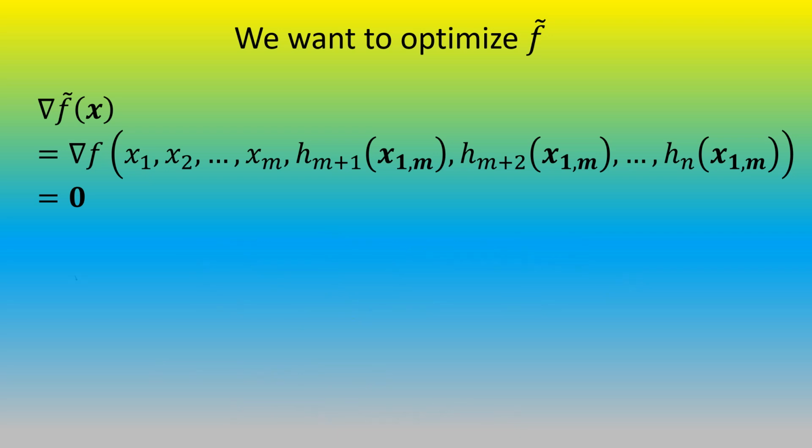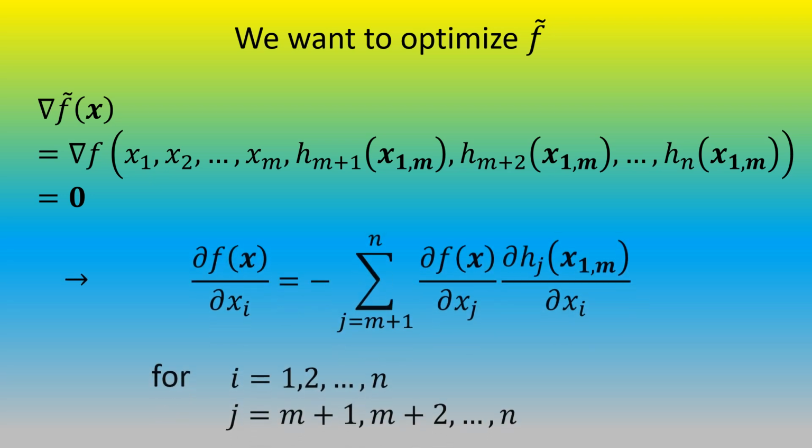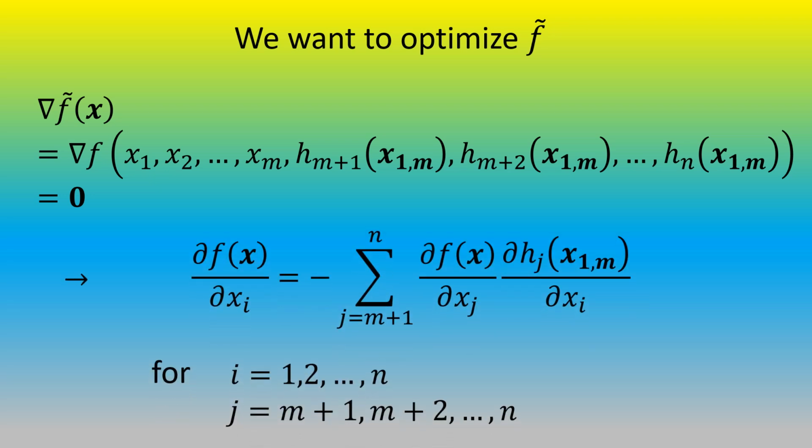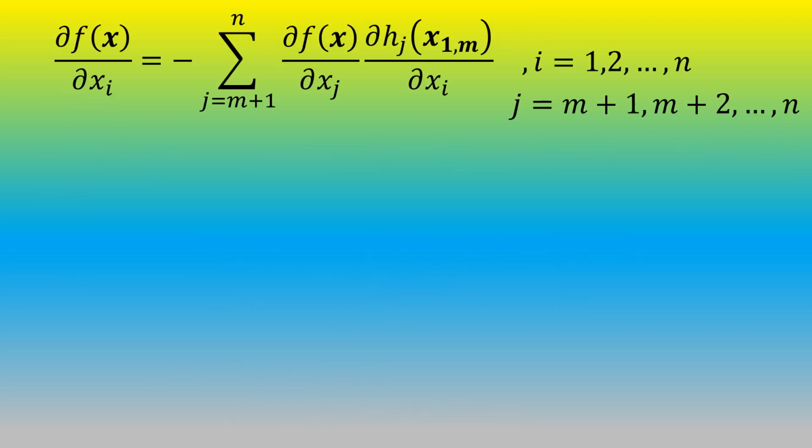So we can now solve for the partial derivative of f of x with respect to xi right there. So let's keep that solution there as a reference.